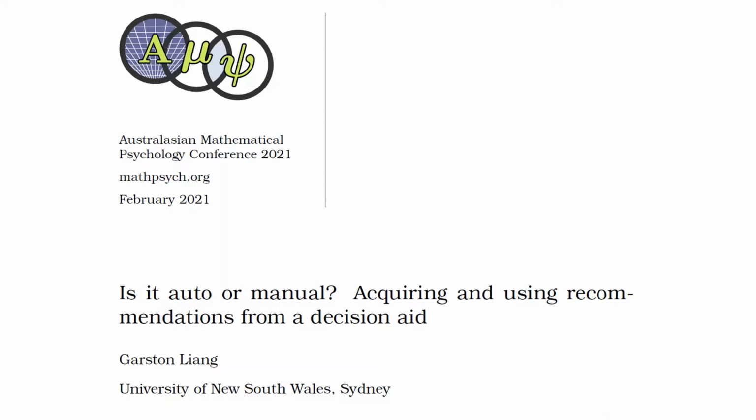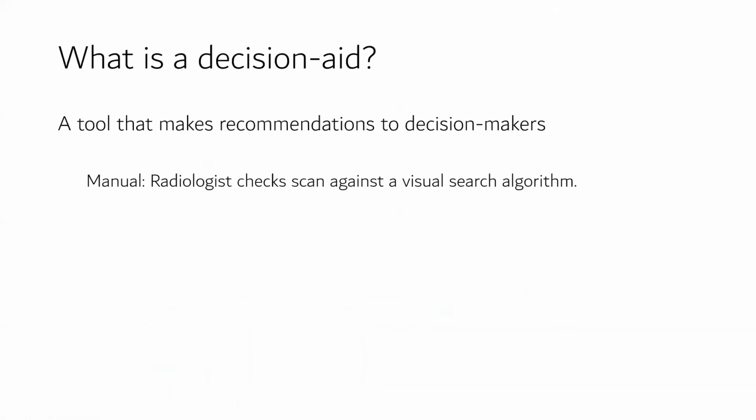So what is a decision aid? We're defining decision aids pretty broadly, but we're calling them any tool that gives people a recommendation to help them make a choice. So a manual decision aid might be a visual search algorithm that a radiologist can voluntarily choose to check a patient scan against. The automatic version of this might be the same algorithm that just runs in the background constantly, and that'll flag concerns with the radiologist whenever they see one come up on a scan.